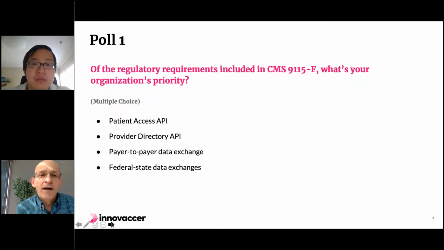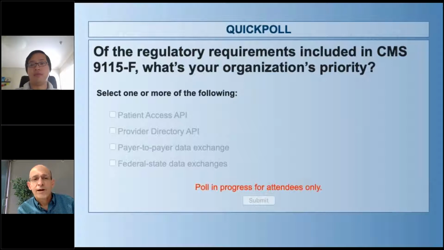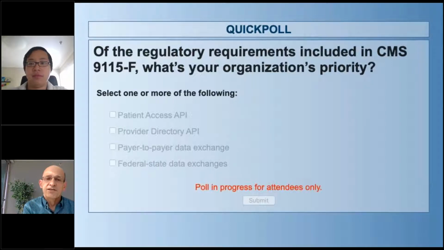This is our first poll. So the question that we're going to pose, we're going to open the poll to everybody joining the webinar. Please use your text box in your control panel to vote. First question, of the regulatory requirements included in CMS 9115F, what's the interoperability role? What's your organization's priority? Is it having a patient access API, having a provider directory API, really having the capability to involve yourself in payer-to-payer exchange, or for the dual eligibles, the ability to do federal state data exchanges?